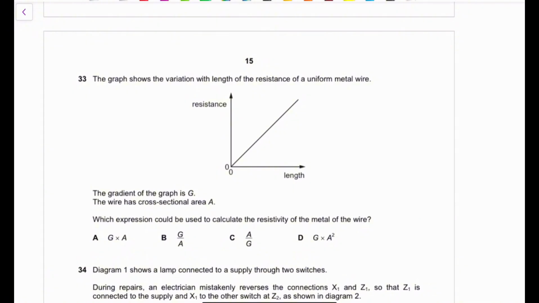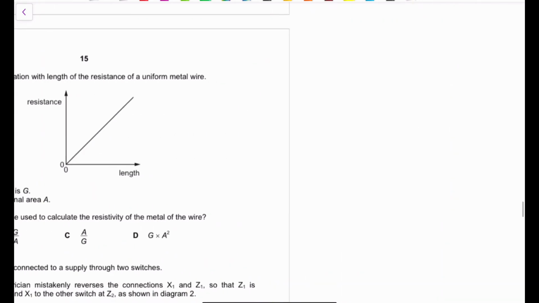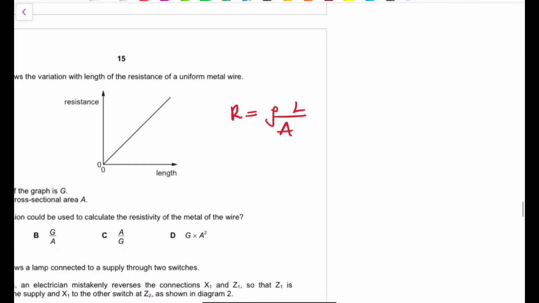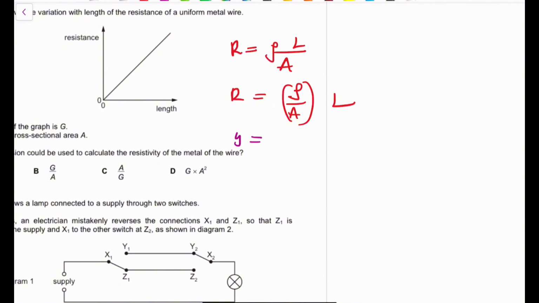The graph shows the variation with the length of resistance of a uniform metal wire. The gradient of the graph is G. The wire has a cross-sectional area A. Which expression can be used to calculate the resistivity of the metal wire? What do we know? We know that R is equivalent to rho L divided by A. And what do we want to find? We want to find the resistivity. But we've plotted a graph of R, which is going to be rho over A multiplied by L. The general equation of a straight line is y equals mx plus c. But what is plus c? Plus zero. So c is zero, L is x, and rho over A is going to be your gradient.